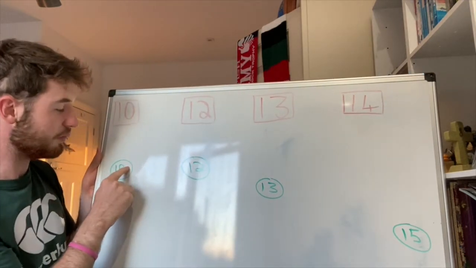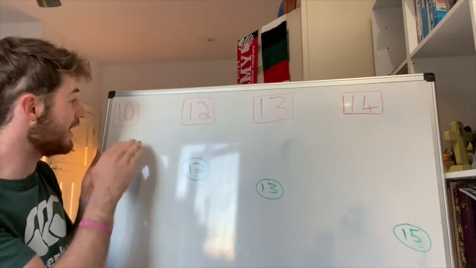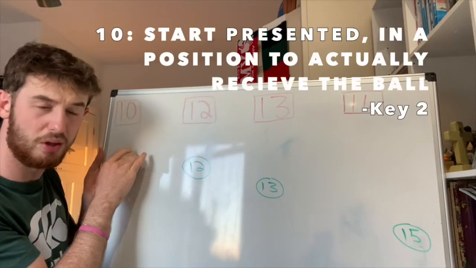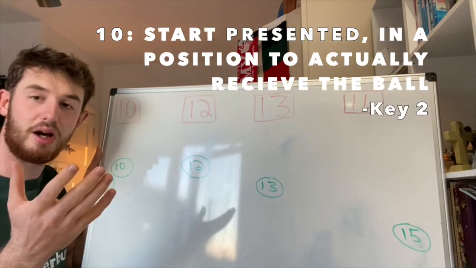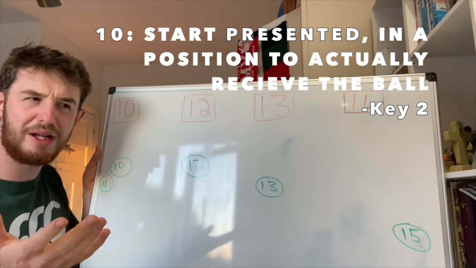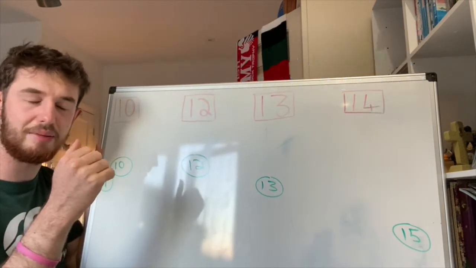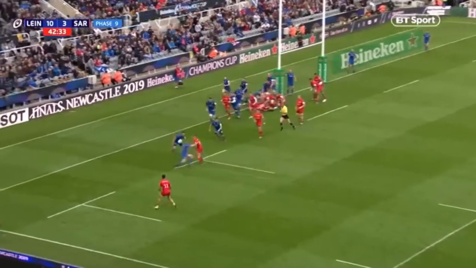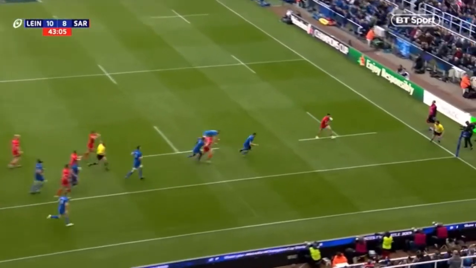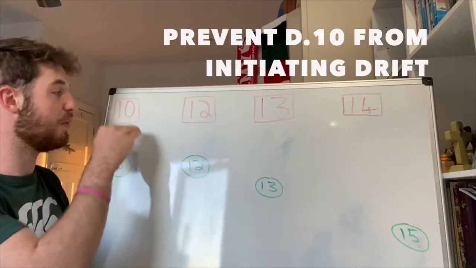Second of all, the 10. For the added part of deception in not allowing this 10 to drift straight away, he's got to look like he's going to get the ball. He's got to be flat, quite like Alex Goode, for example, in the European Cup final, I believe, against Leinster in 2019, when you see the ball travel through his hands. I'll play a clip. Alex Goode puts his hands up as though he's going to get the ball. That's the kind of illusion that we're going to be wanting to prevent this 10 from drifting.